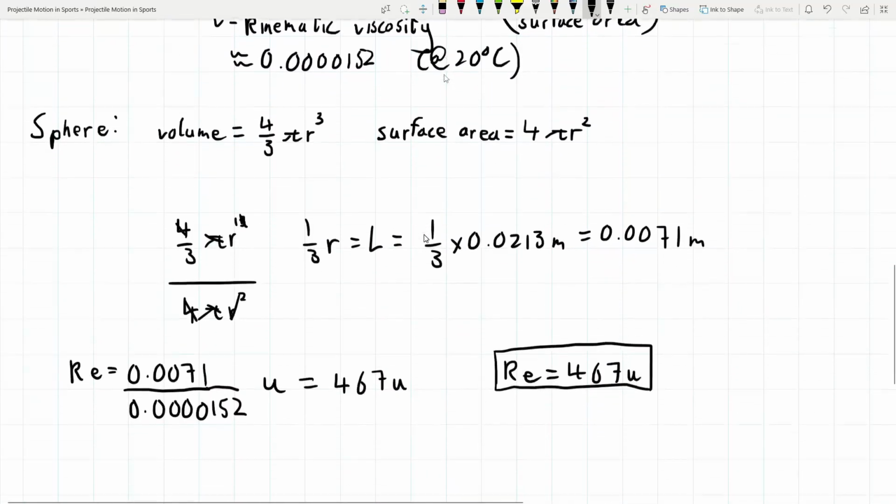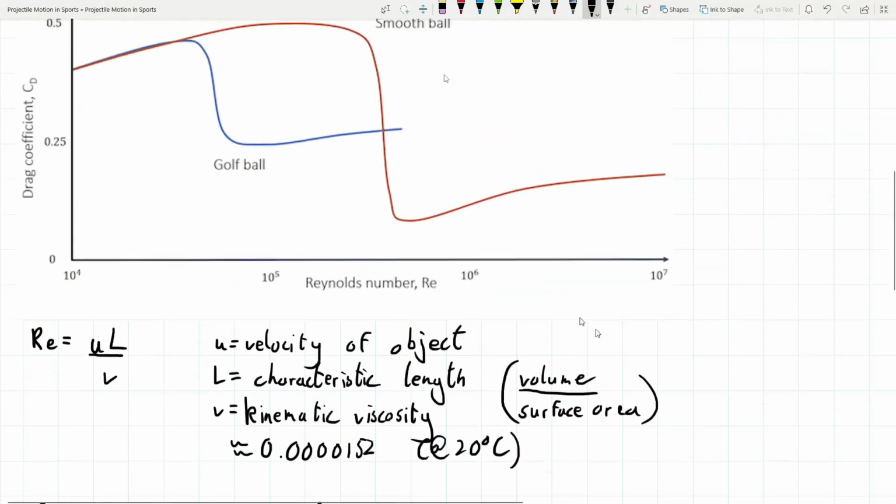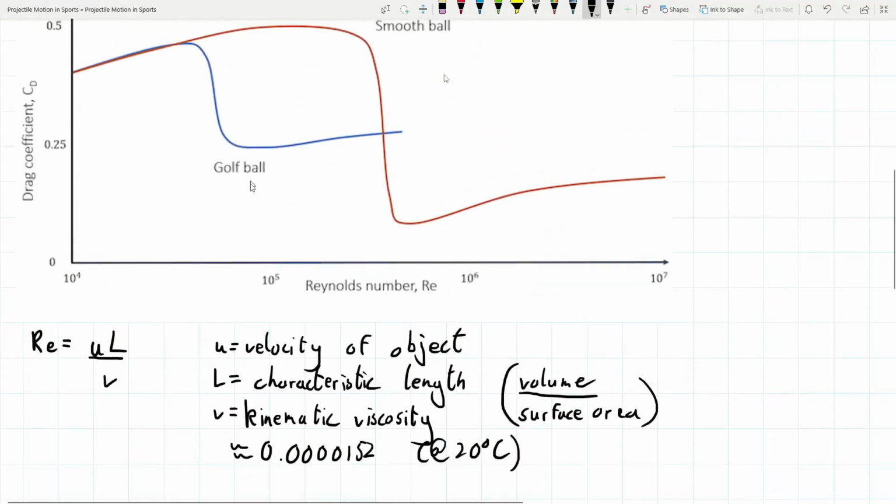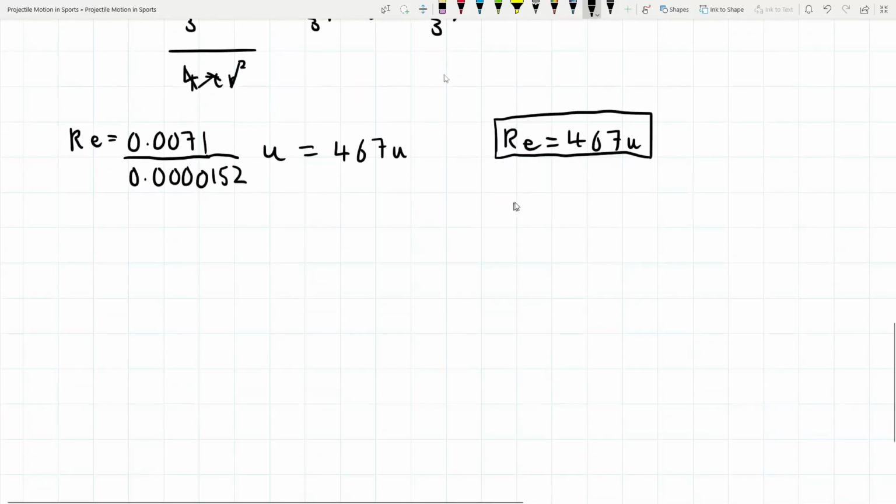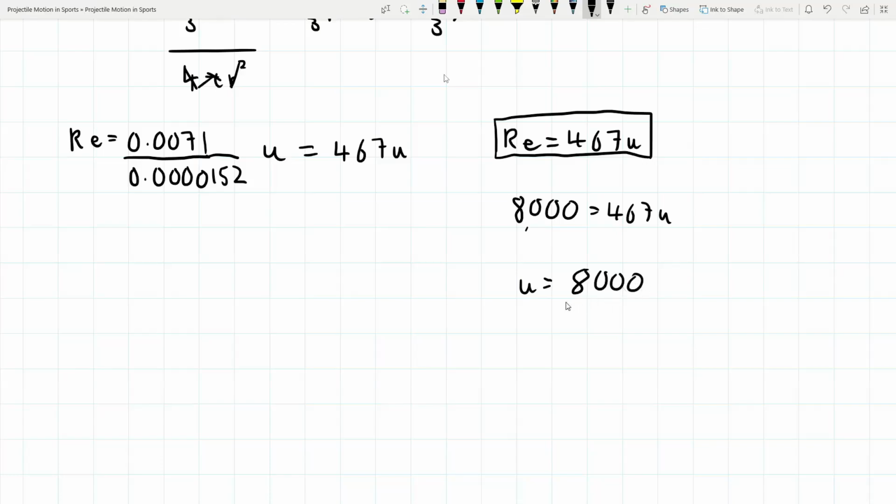So if we set the Reynolds number to 10 to the 5, or it'll be just under 10 to the 5, we can say that here is maybe 4/5 of the way to 10 to the 5. So that's going to be about 8,000. So if we set the Reynolds number to be 8,000 equals 467 u, that means u, our velocity, is going to be 8,000 over 467, which is approximately equal to 17 meters per second.